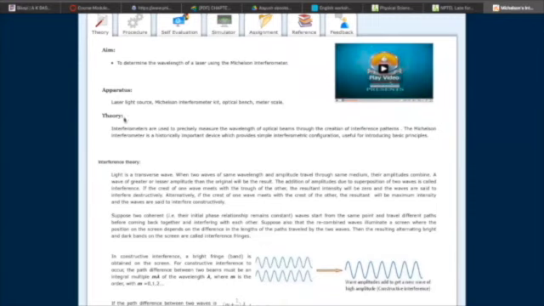The apparatus required is a laser light source, Michelson interferometer kit, and optical bench. Here they will be using the 2D optical bench. The optical bench comes in many forms. The one which you have seen maybe in your school time is the long bench where you do lens experiments and all. But here it's a little advanced version of that, which is a two-dimensional optical bench. And you have a meter scale.